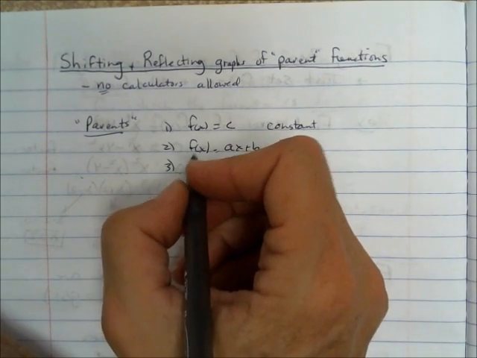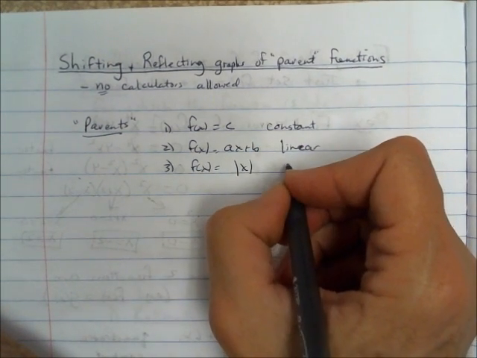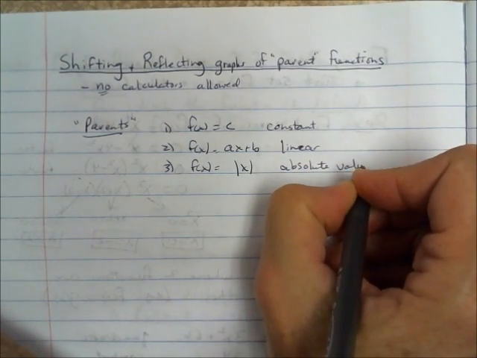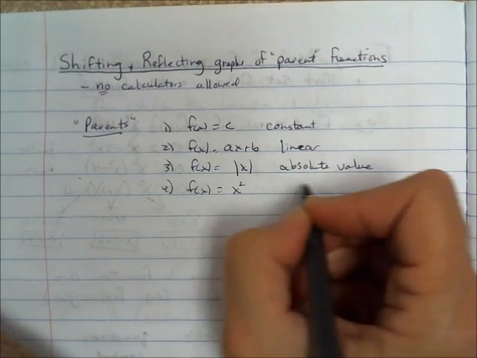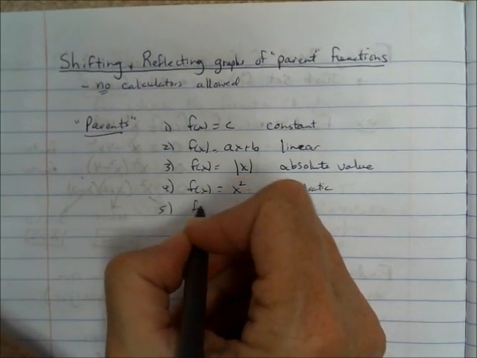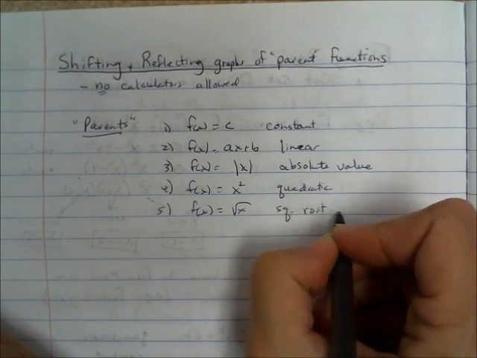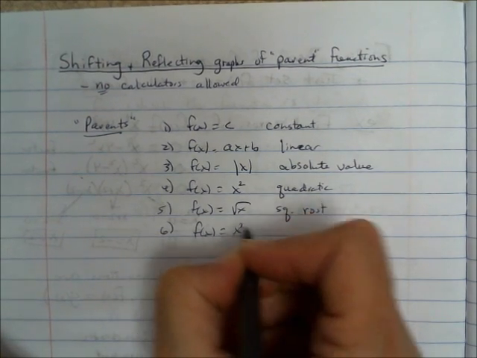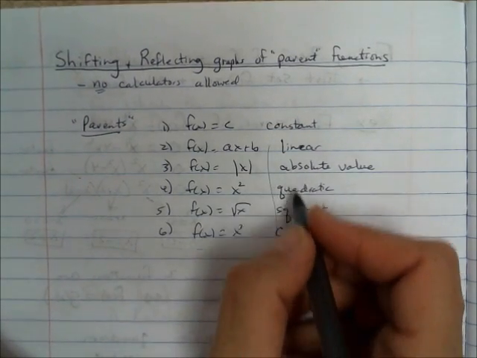The new functions that I'm going to talk about today are f of x is equal to the absolute value of x. So that is the absolute value function. The fourth one is going to be f of x equals x squared. That's the parent function for a quadratic. Number 5, f of x is equal to the square root of x, which is our square root function. And then the last one we're going to do tonight is f of x is equal to x cubed, which is our cubic function.